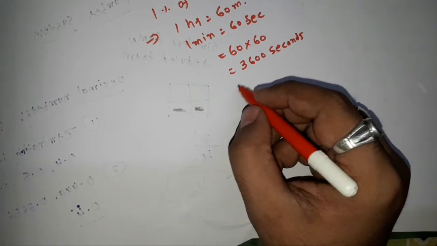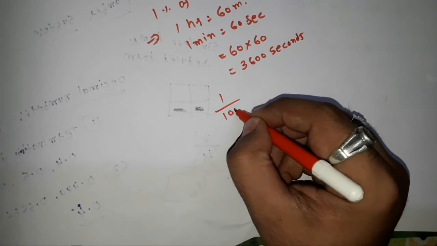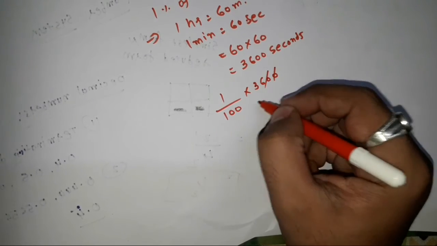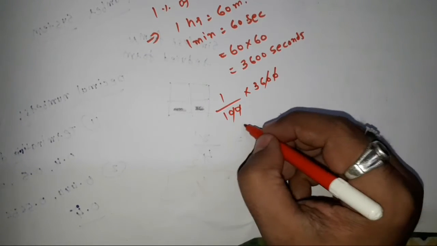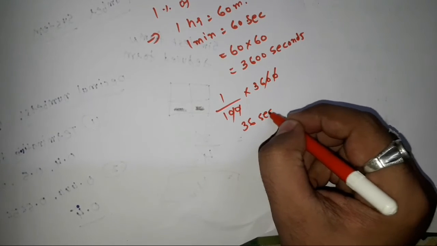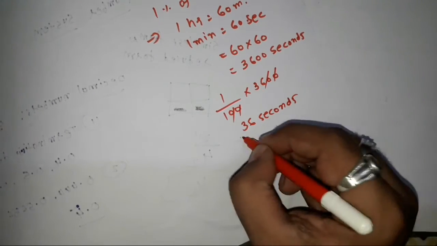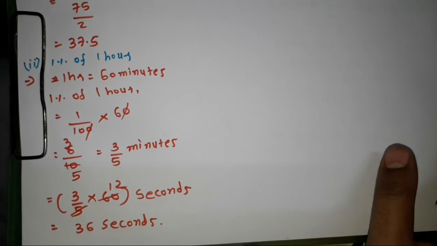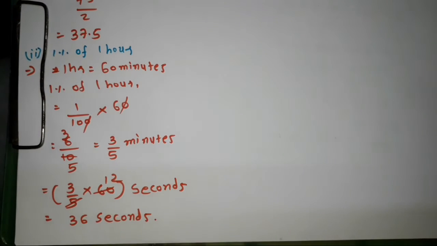So for that, what can we do? 1 upon 100 multiplied by 3600. So the double zero will be cancelled. So 1 into 36, that is 36 seconds. So we can also use this method if the question is to find 1% of 1 hour in seconds. There are a number of ways to solve a particular sum. Similarly, moving to the next one.